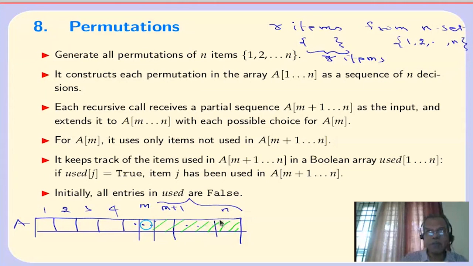That is how I presented the backtracking algorithm, so you can change it. So A[m plus 1 to n] is the input. We extend it by one item, one component, to A[m to n]. That means in A at m, you have to put every possible choice.